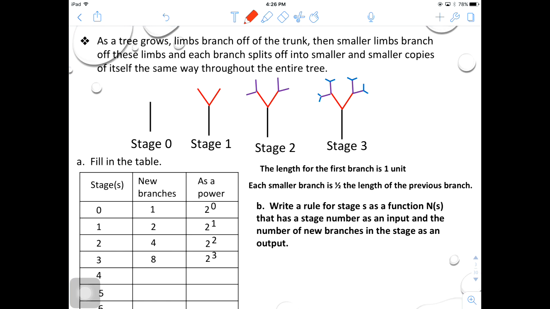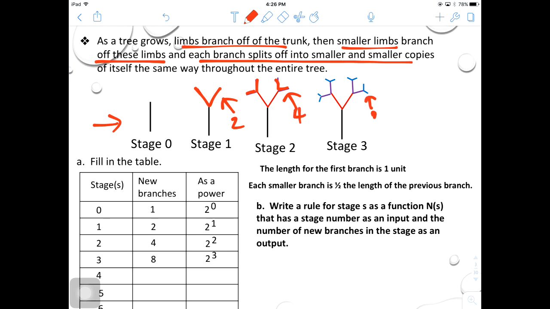As a tree grows, a limb branches off of the trunk, and then smaller limbs branch off these limbs, and each branch splits off into smaller and smaller ones, the same way throughout the entire tree. So here's an illustration of it. In stage 0, there are no new leaves, no new branches. But in stage 1, 2 new leaves, 2 new branches grow off, and then in stage 2, 2 more new ones. So you can take a look at the number of branches right here. It goes 2 new ones, and in this stage it goes 4, and here is 8.